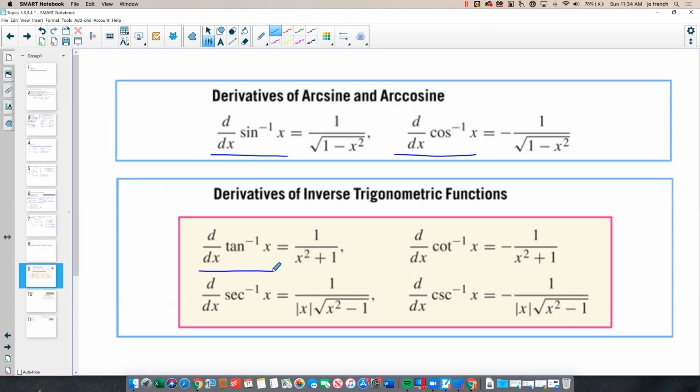So the derivative of the inverse of sine is 1 over the square root of 1 minus x squared. And the derivative of the inverse cosine is the same expression, but just with a negative sign. And then our derivative of the inverse tangent is 1 over x squared plus 1. So let's keep those in mind as we go over a couple of examples.